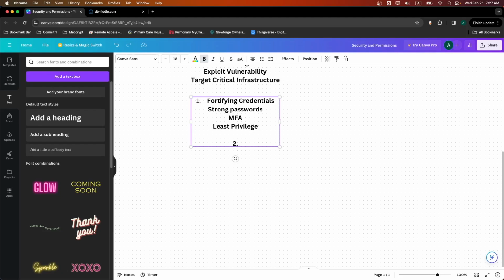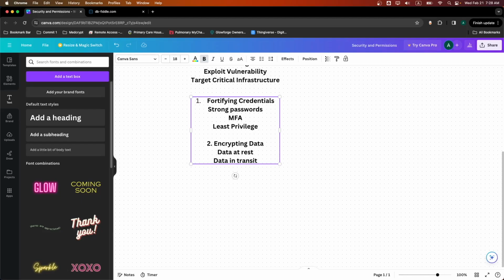Okay, the second one is encrypting your data. When it comes to encrypting data, you can categorize it into two types. One is the data at rest, and then there is data which is in transit.